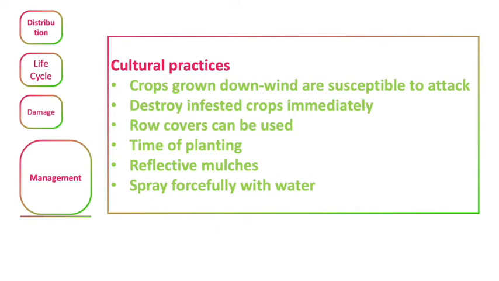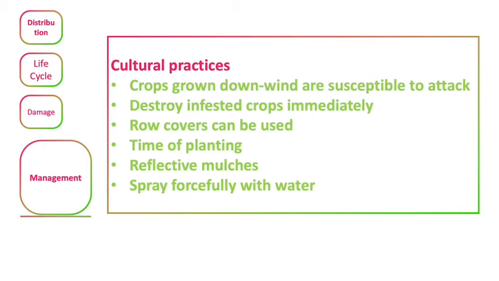Management, first of all, is through cultural practices. The wide host range of aphid makes crop rotation a difficult tactic to implement successfully. Also, crops grown downwind from infested fields are especially susceptible because aphids are weak flyers and tend to be blown about. Infested crops should be destroyed immediately after harvest to prevent excessive dispersal, and it may be possible to destroy overwintering hosts if they are weeds.